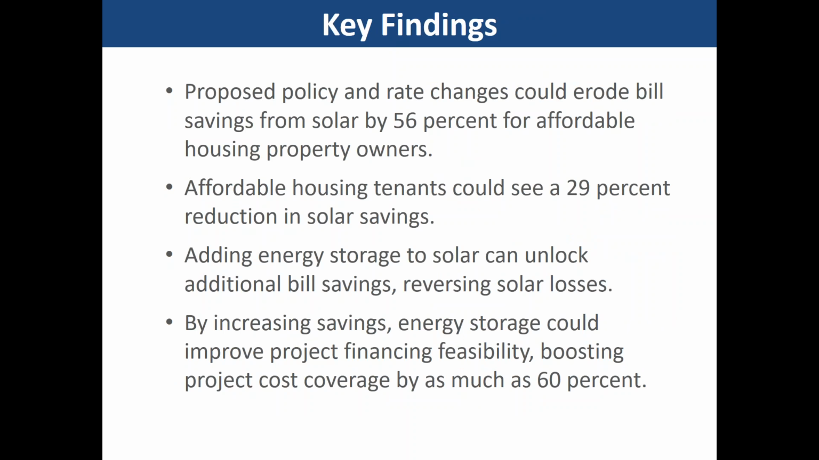The key findings from the report are that these proposed policy and rate changes, which I'll get into in a minute, could erode bill savings from solar for affordable housing property owners by 56% for the property that we looked at in this report. Affordable housing tenants, who face a number of the same changes and impacts, see a 29% reduction in their solar savings. And there are some other implications on top of that Wayne will get into and explain more.